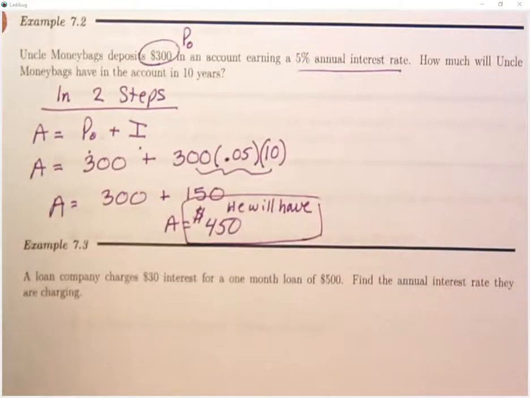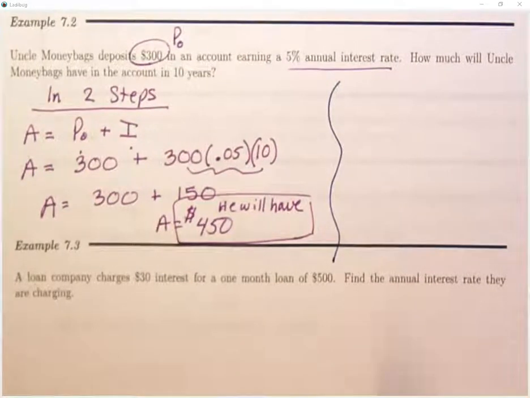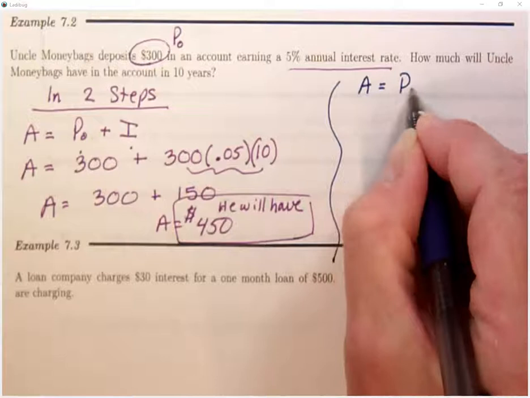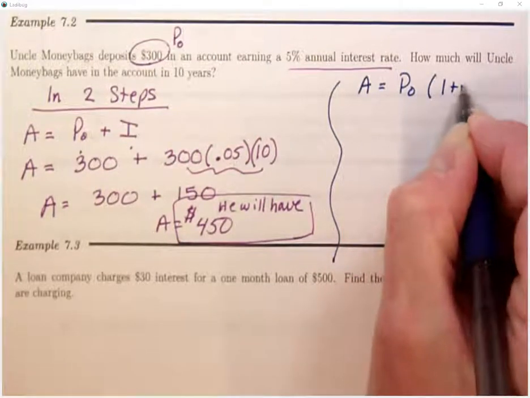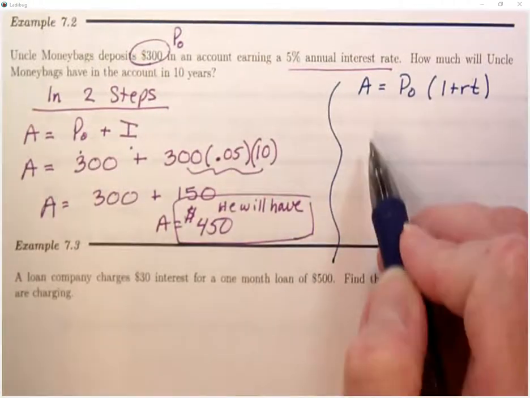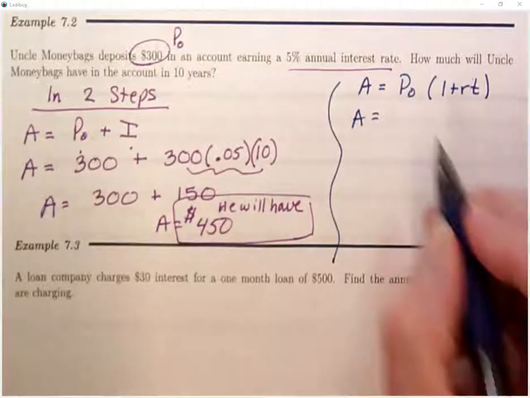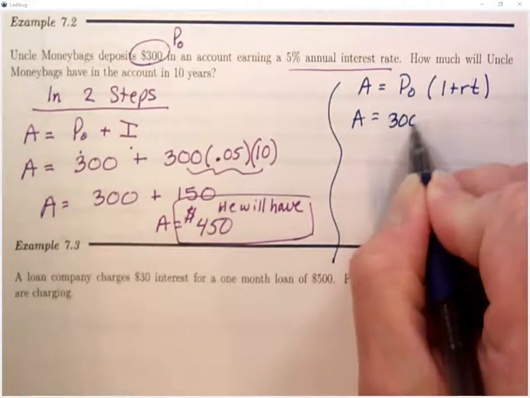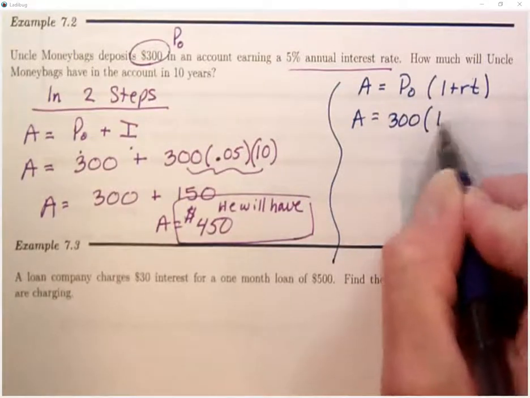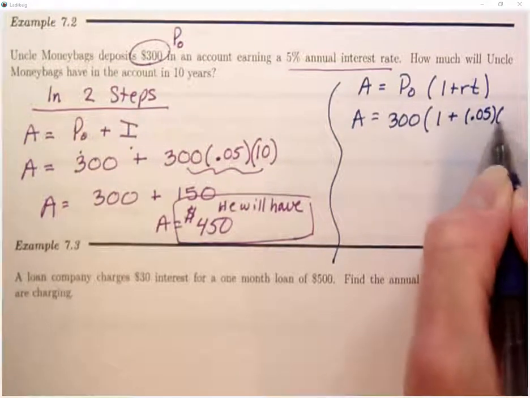I do also want to show you just quickly how you could do it using the other form of the formula, just so it's all rolled together. It suits its purpose. It can be a lot quicker in the long run. So we would have, if we're trying to find A, not just I anyway, so we'll just plug everything in. 300 times the 1 plus the rate is 0.05 times the 10.